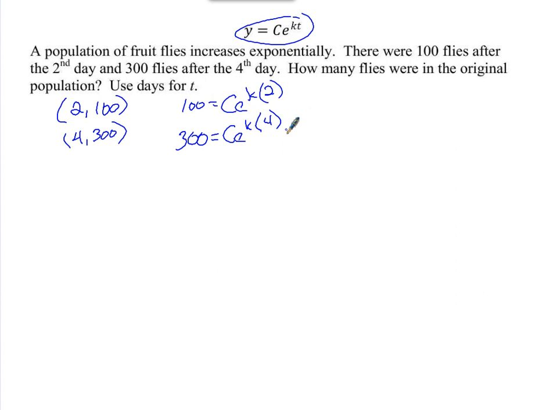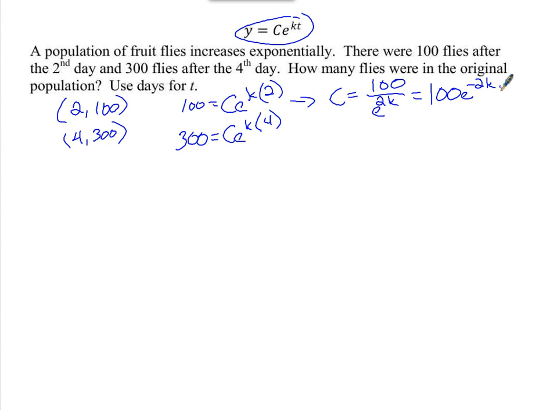Which one do you want to use? The top one. Halfway right. Let's use the top one. What do we get? C equals 100 divided by e to the 2k. That's right. Now I'm going to rewrite that, and you'll see why in a second here. I'm going to rewrite this as what? 100 times e to the negative 2k. That's going to make my substitution a little bit simpler.